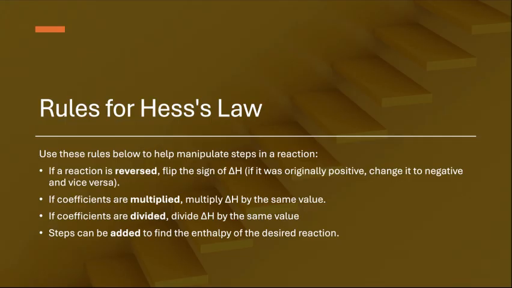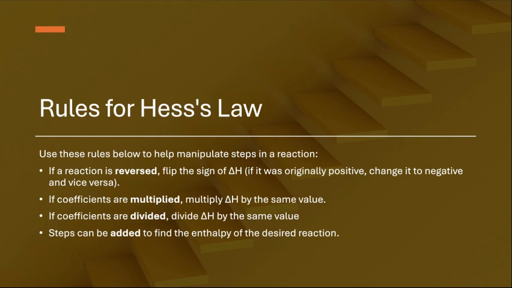Some rules for Hess's law. Use these rules below to help manipulate steps in a reaction. If you want to reverse a reaction, you must flip the sign of delta H. So if delta H was originally negative, then you would flip it to positive. And if it was originally positive, then you would flip it to negative.